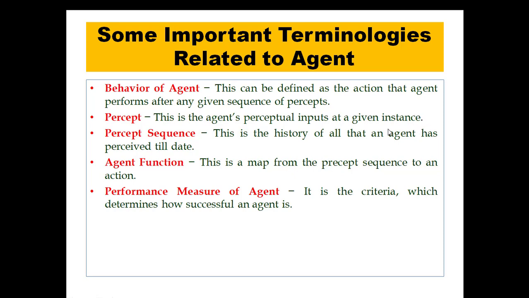And do remember that here the term instance is very important, because time to time this percept may be different, so accordingly we need to define the perceptual inputs with respect to some given instance, like 2 p.m., 3 p.m., 6 a.m. So with different instances, different percepts may be there. Then percept sequence. As I have said, different times will have different perceptual inputs. So percept sequence is the history of all that an agent has perceived till date. So percept sequence will represent the history.